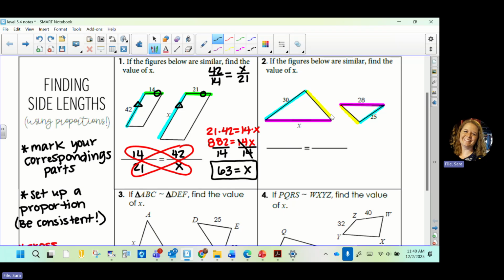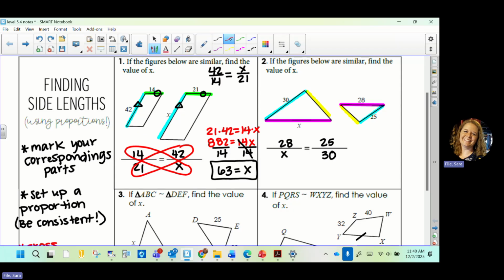28 to X. Okay, so I'm going pink on the right to pink on the left. Okay, so I can do that. 28 is to X. So if I went pink on the right to pink on the left, now I have to go blue on the right to blue on the left, or blue from the small to blue in the big. So 25 to 30. That works. That is one correct way to set up the proportion. Okay, now I have my proportion set up.